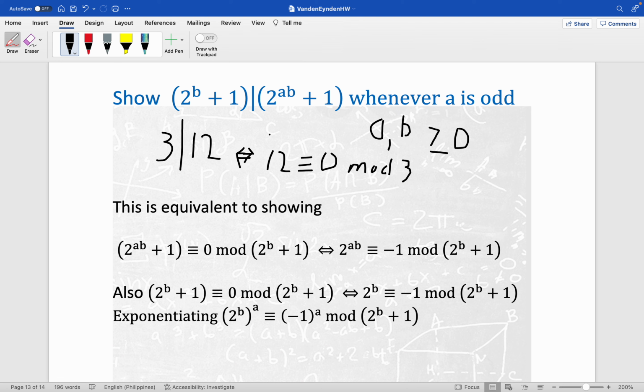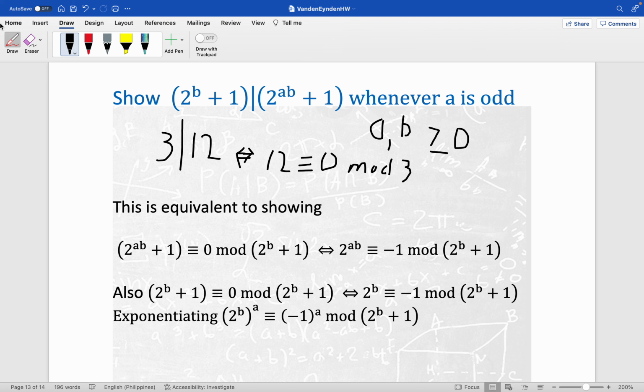Now, this statement right here would be trivial: 2 raised to the b plus 1 is congruent to 0 mod 2 raised to the b plus 1. Think of 3 being congruent to 0 mod 3, or 5 congruent to 0 mod 5. That's all this is saying. And then when we subtract 1 from both sides, we get this.